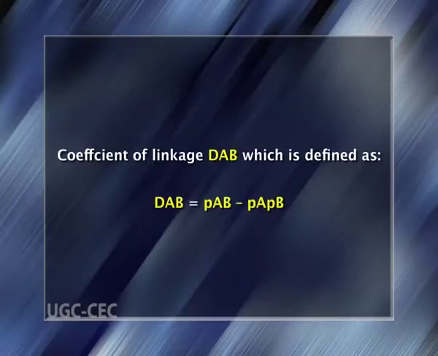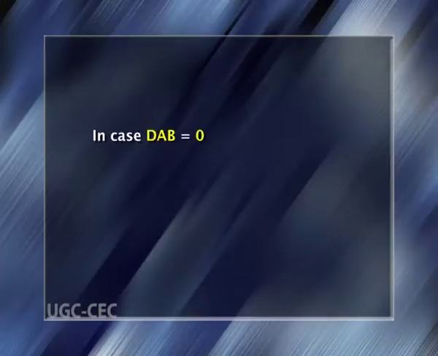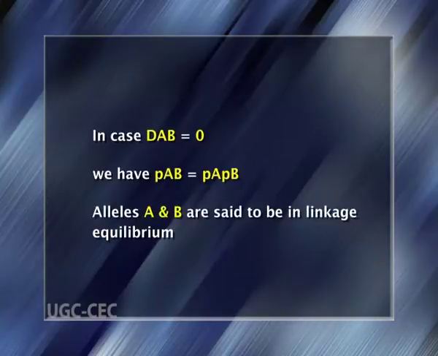The level of linkage disequilibrium between A and B can be quantified by the coefficient of linkage Dab, which is defined as Dab equal to Pab minus Pa×Pb, provided that both Pa and Pb are greater than 0. Linkage disequilibrium corresponds to Dab not equal to 0. In the case Dab equal to 0, we have Pab equal to Pa multiplied by Pb, and the alleles A and B are said to be in linkage equilibrium.